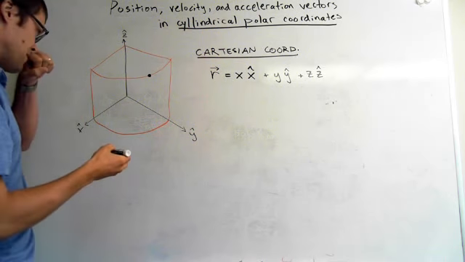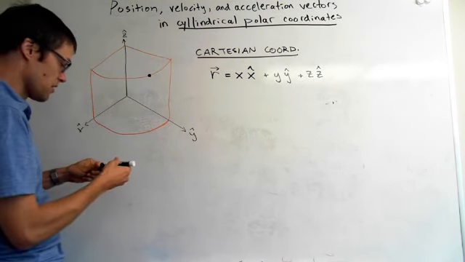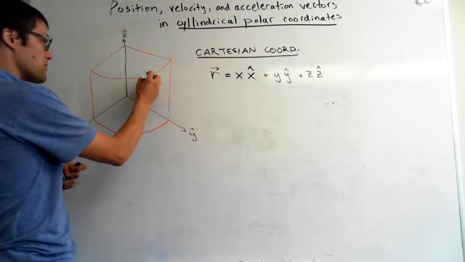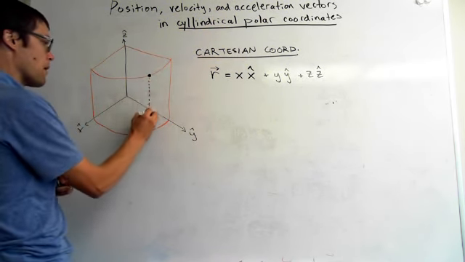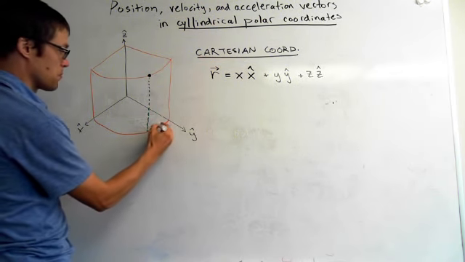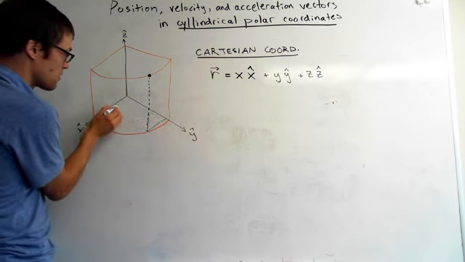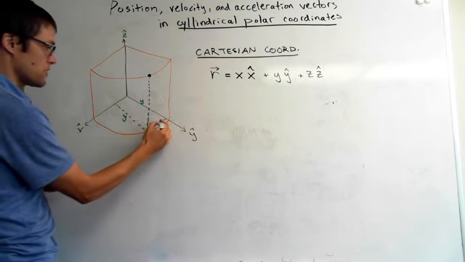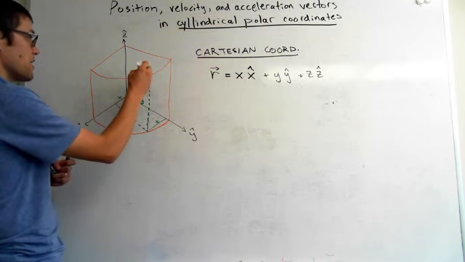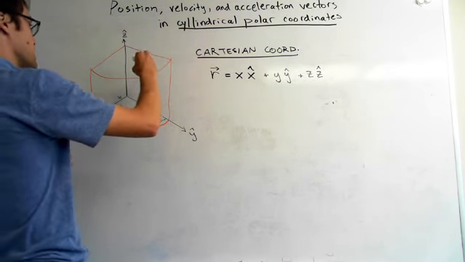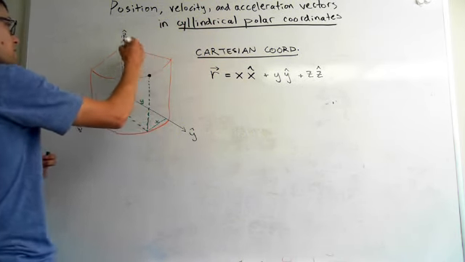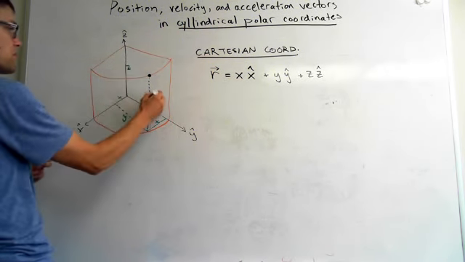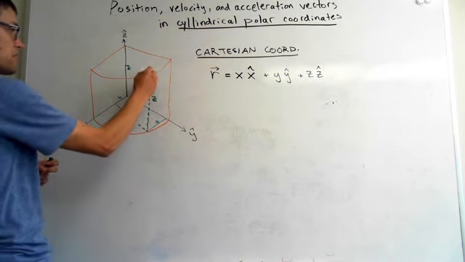Maybe we can illustrate those Cartesian coordinates in green here. If you imagine a vertical line coming down, then this length here is the y coordinate, this is the x coordinate, and the z coordinate is this height from here all the way to here.